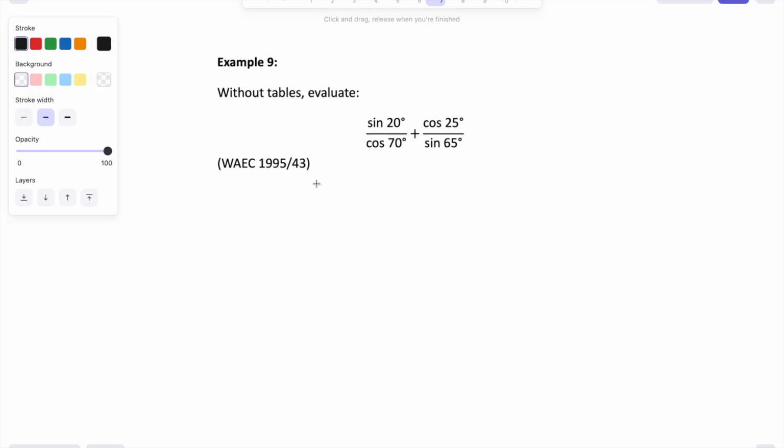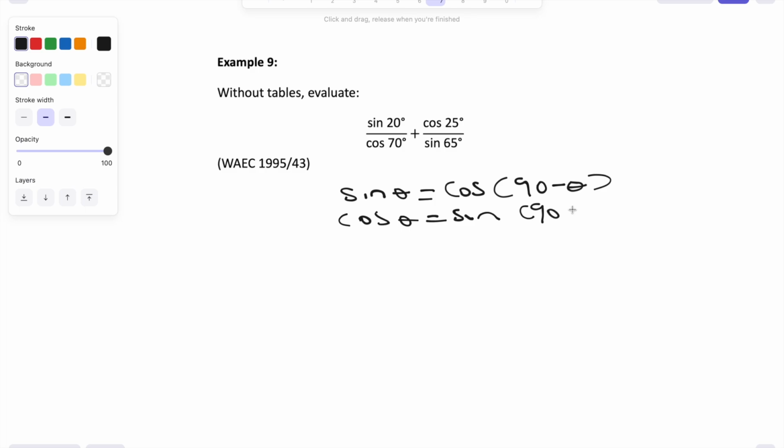Remember we said for complementary angles that sine theta is equal to cos 90 minus theta, and cos theta is also equal to what? Sine 90 minus theta, right? So this is sine 20 over cos 70. These are basically the same thing, because 20 plus 70 gives you 90, complementary. So this is like saying sine 20 degrees all over sine 20 degrees, plus 25 plus 65 will give you 90, so the same thing applies there.